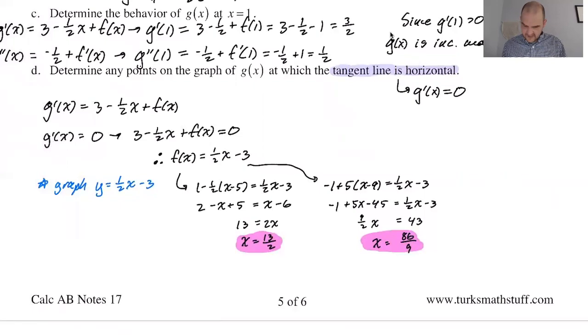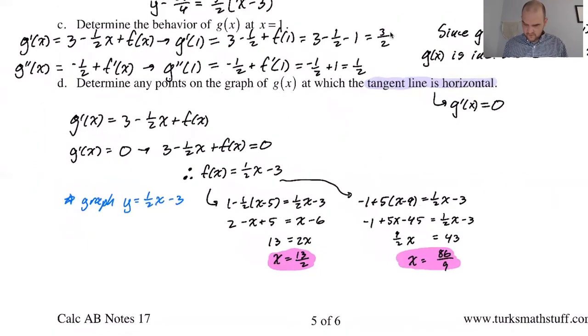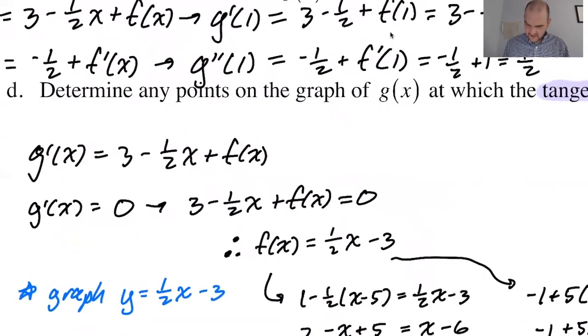So, determine any points on the graph of g. You know what? We're not going to do that. We're going to determine the x coordinates. Let's squeeze this in. We're modifying the question, because no one in their right mind is actually doing that part. I bet I do this in class too. The x coordinates of any points on the graph of g of x.